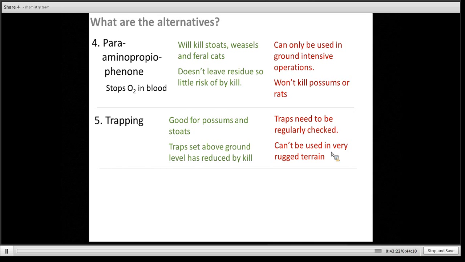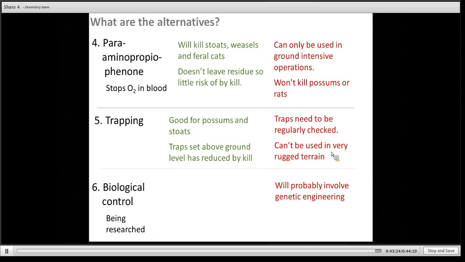What they're working on at the moment is biological control. However, this will also involve controversy because it'll very likely involve genetic engineering.